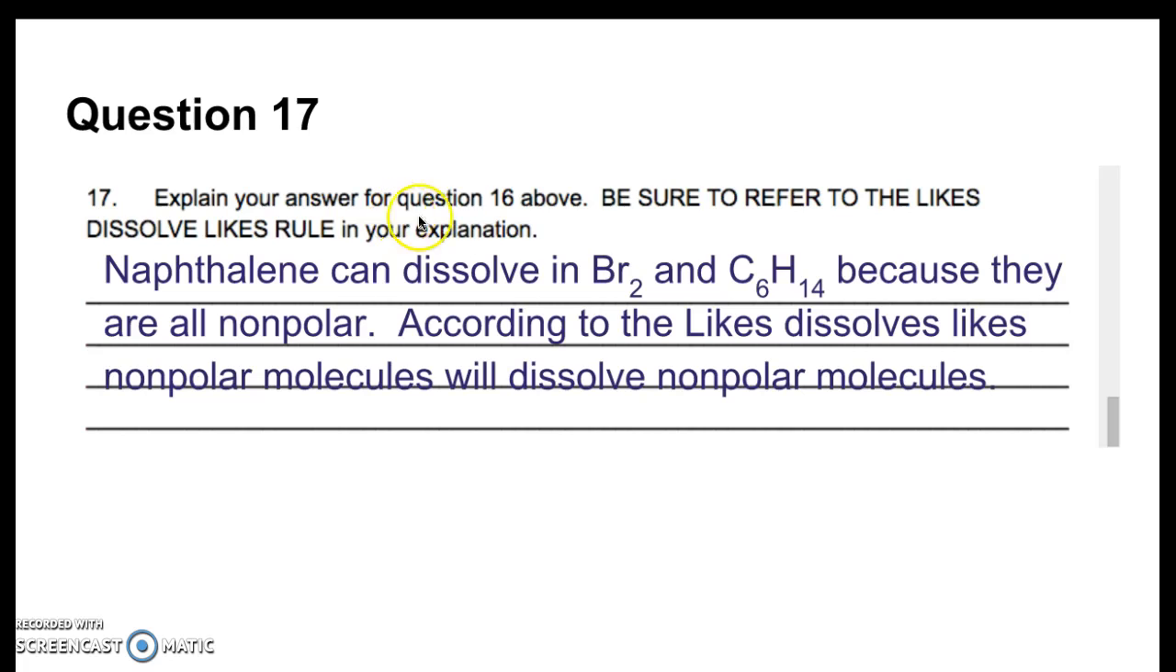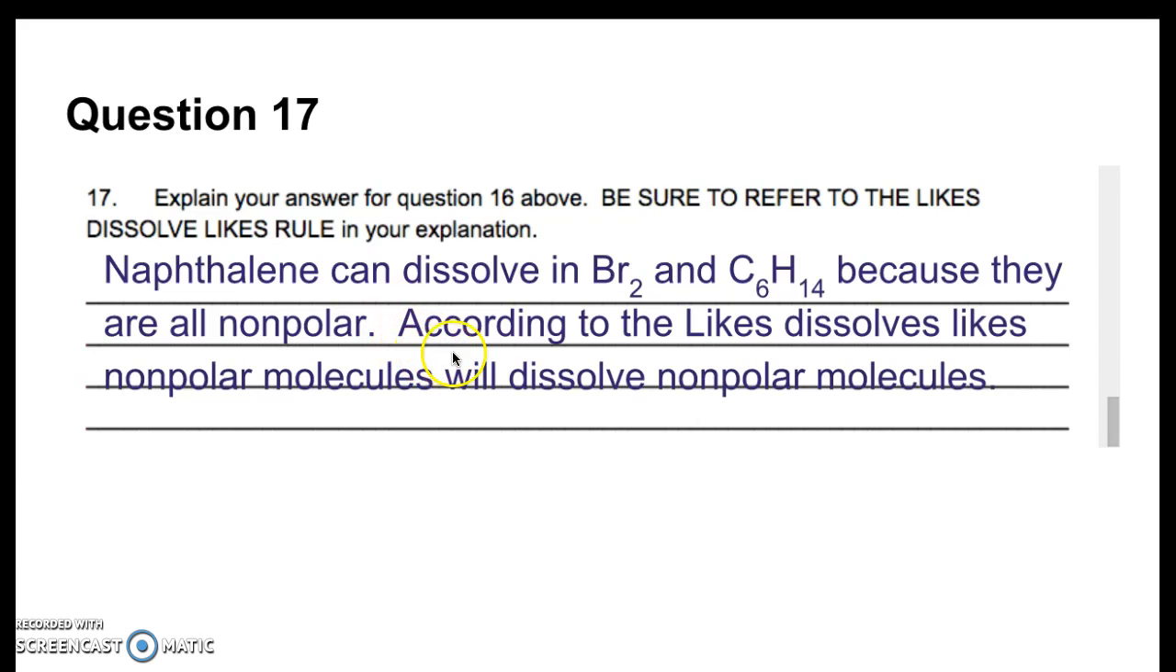So the way that the points are broken up here is you would get a half point for saying that naphthalene and then the other substances are nonpolar, okay? And saying that naphthalene will dissolve in those substances because they're nonpolar. So this first sentence, something along these lines, referring to the polarity of naphthalene and the two substances, will give you a half a point.